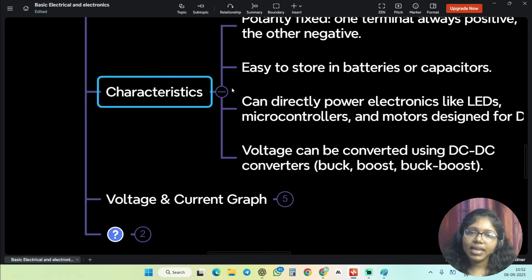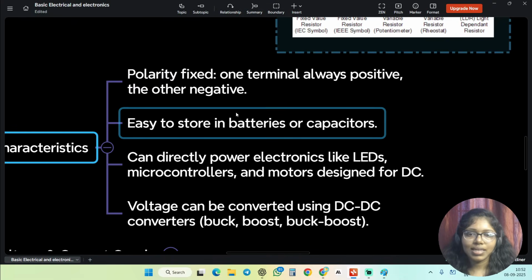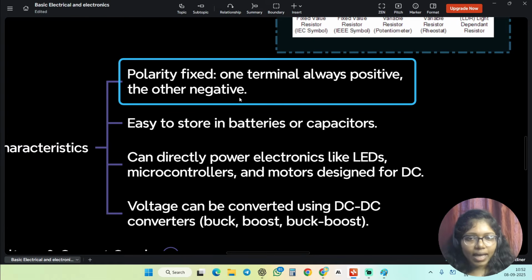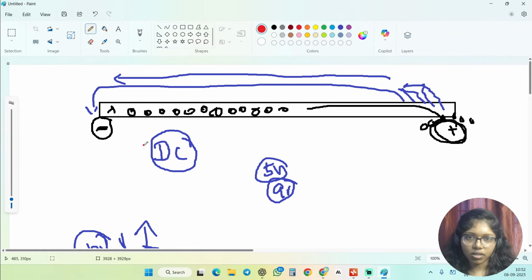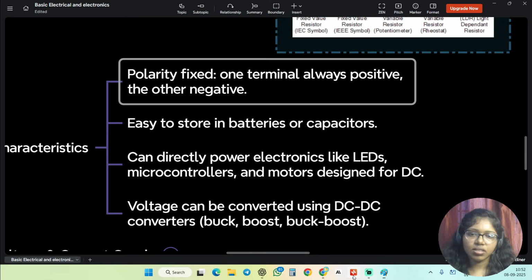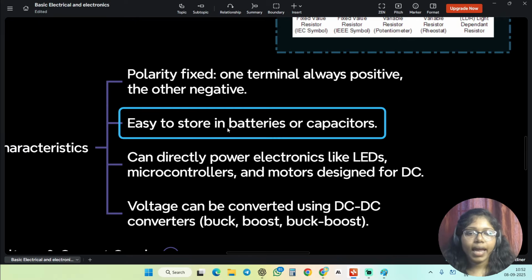And what are the characteristics of this one? So you can easily understand. Polarity: when you take this DC current, the polarity is already fixed. It is positive and negative. The charges will flow in this direction, and the current will flow in this direction. That is the DC current. And you can easily store the charges.